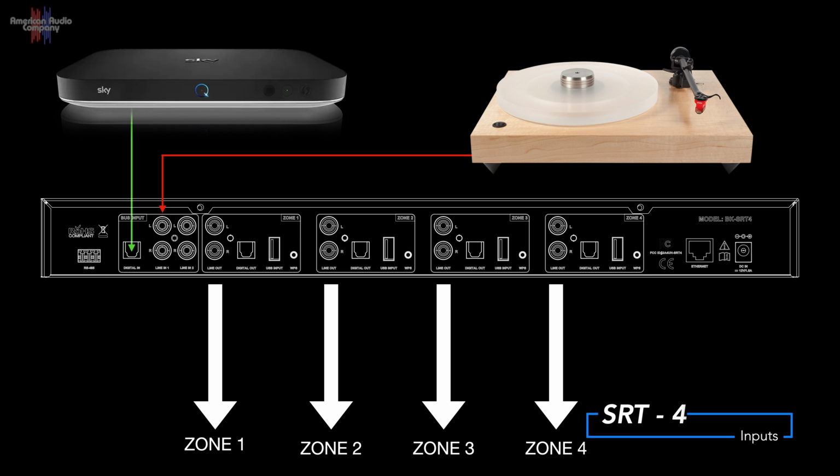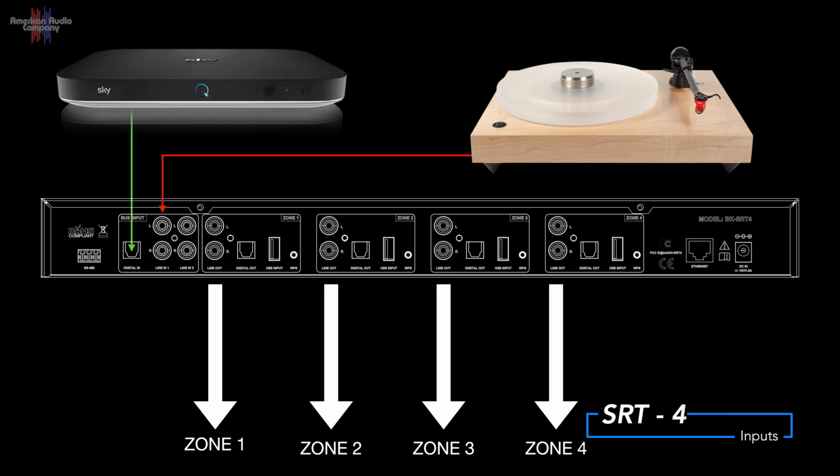And this means that if the change is made to the Skybox or the turntable, then all of the zones will actually receive that change. There's no independent. But you could have someone listening to the Skybox in zone 1 and then someone in zone 4 listening to the turntable. That's not a problem. And don't forget, there is another spare analog input. So that's 2 analog ins and 1 digital in.